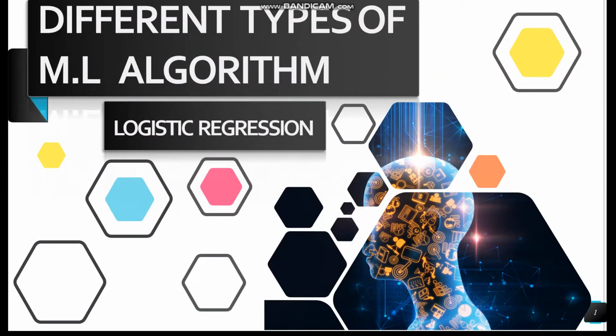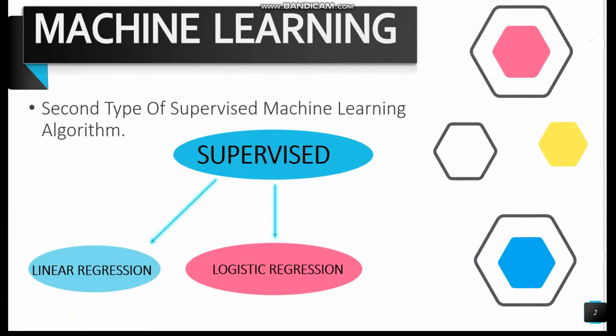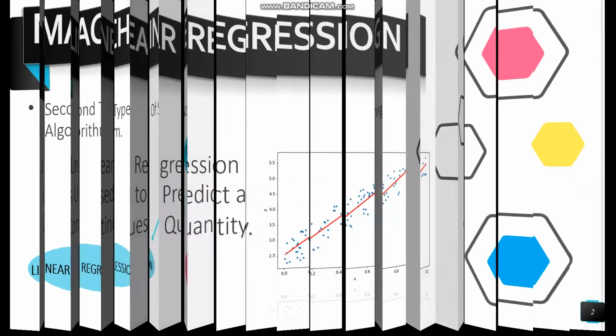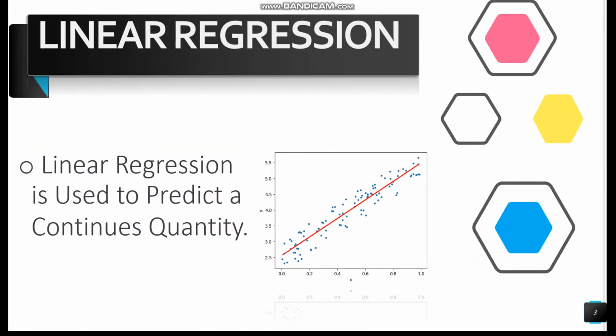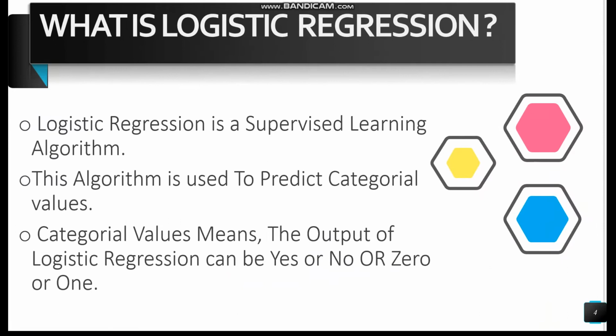In this lecture, we are going to discuss logistic regression. In our previous lectures, we discussed linear regression. The main difference between linear regression and logistic regression is that linear regression is used to predict a continuous quantity, but logistic regression is a machine learning algorithm which is used to predict a categorical value. Here, categorical value means the output of logistic regression can be yes or no, 0 and 1.